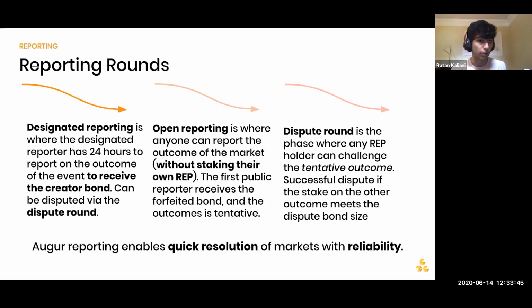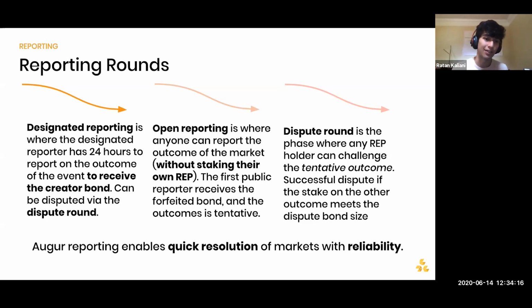So the first public reporter to report on the outcome receives the forfeited bond, and then the outcome becomes tentative. Now, if the tentative outcome, either from the designated reporting stage or the open reporting stage, is disputed, then the reporting side of the Augur platform moves into the dispute round. Any holder of the reputation token can challenge the tentative outcome. This ensures that if anyone has a challenge against it, they're able to voice that.